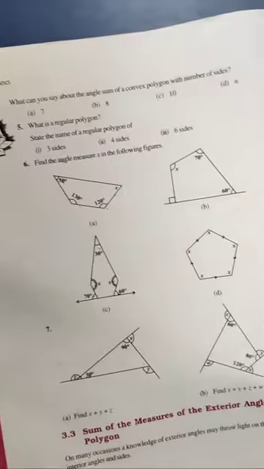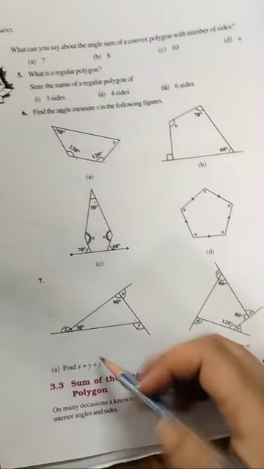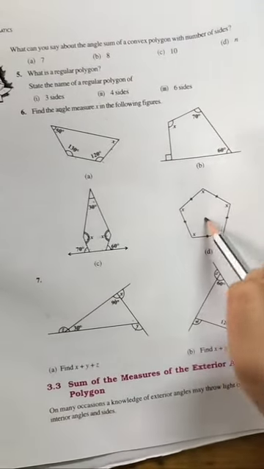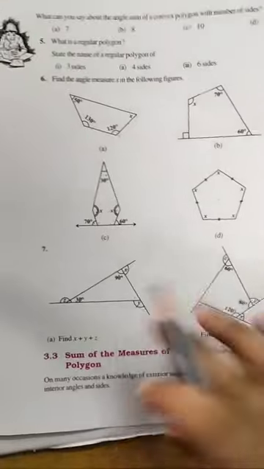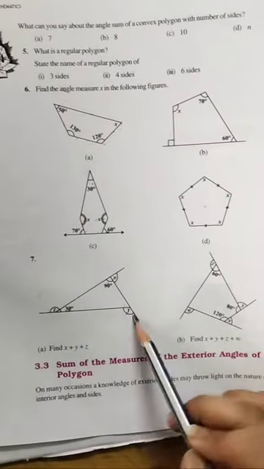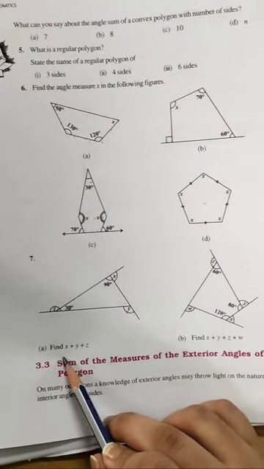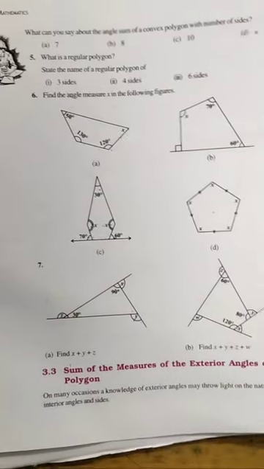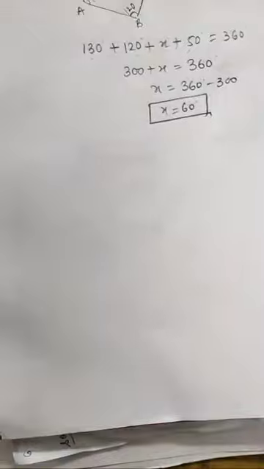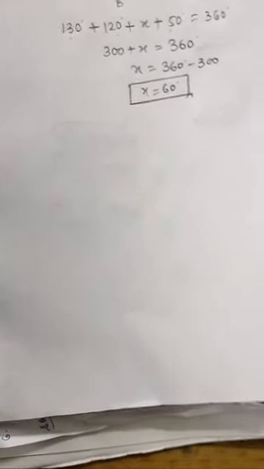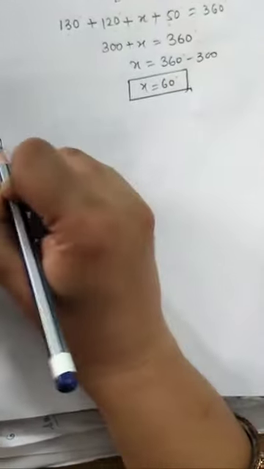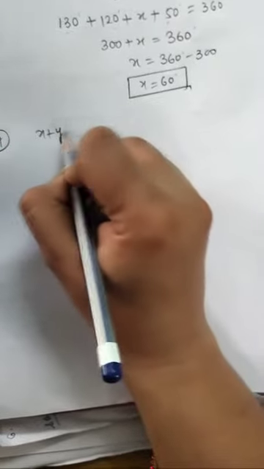Now we have 7 questions. You can easily solve these questions also. In question number 7, we have a figure and we have to find X plus Y plus Z. So we can easily find out. First we draw this figure in our notebook. We have to find the value of X plus Y plus Z.